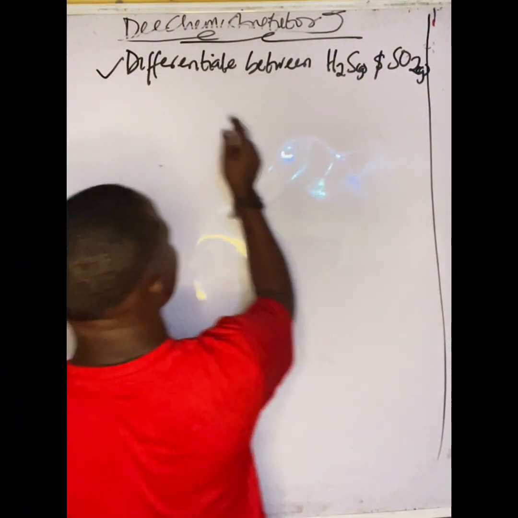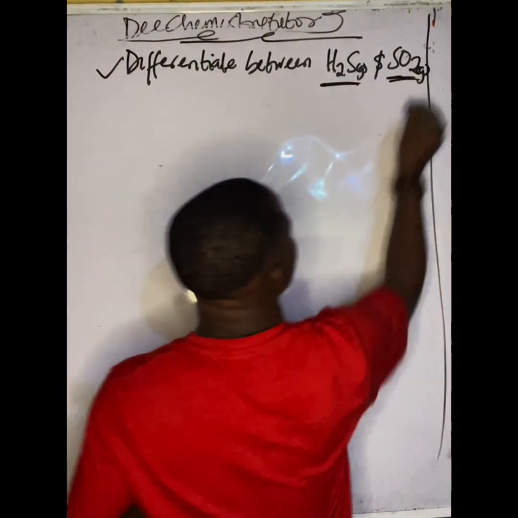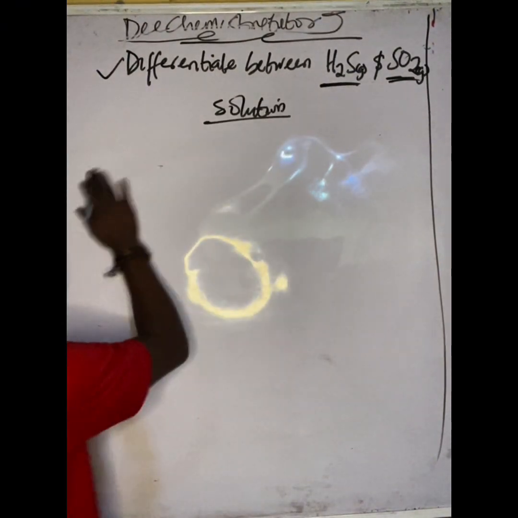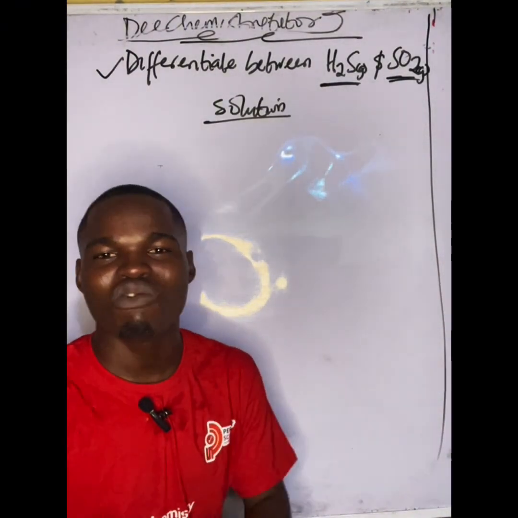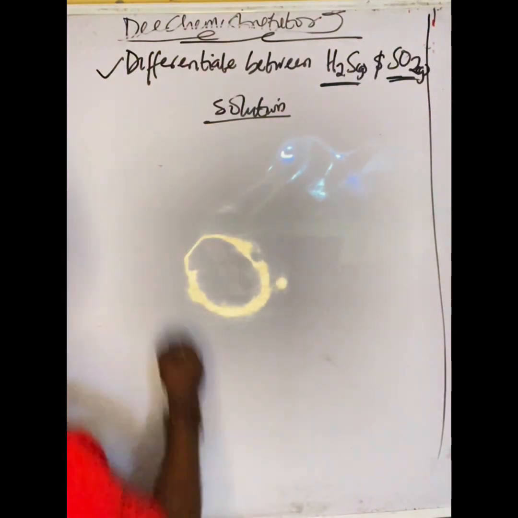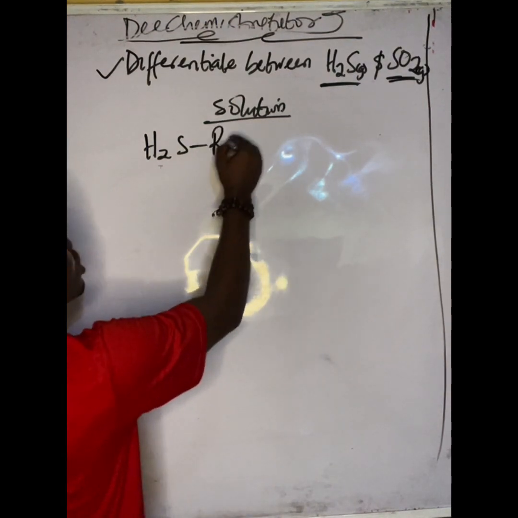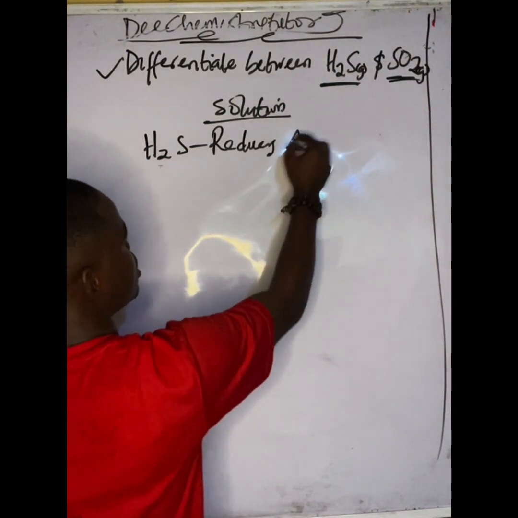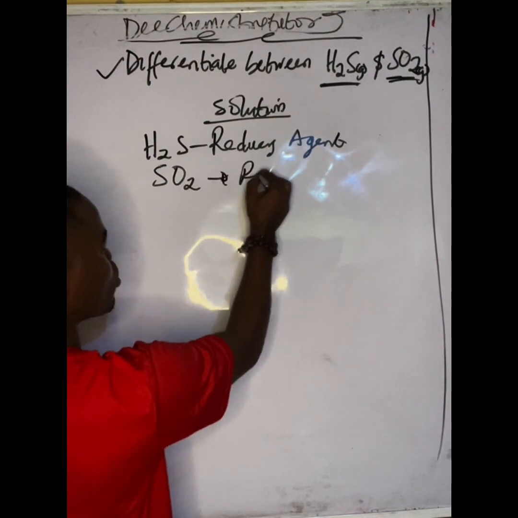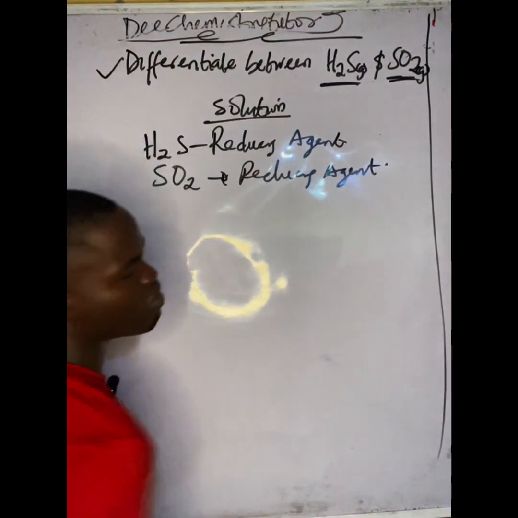Now, differentiate between H2S and SO2. This thing is very, very important. It's a very important concept that you have to understand before you even go to that exam. Now, H2S in itself is a reducing agent. SO2 is also a reducing agent. First of all, take note of that.